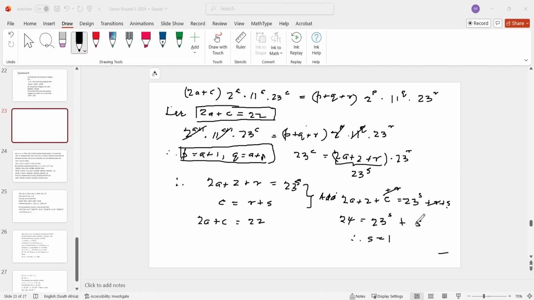So we can find an s, right? So now I just want to put this down here. I've got p is equal to a plus 1, q is a plus 1, and s now is equal to 1. So r, we needed to find r. You got c here is r plus 1. So r is c minus 1.